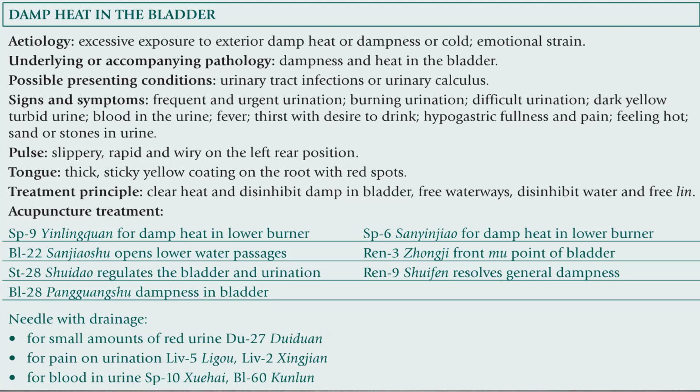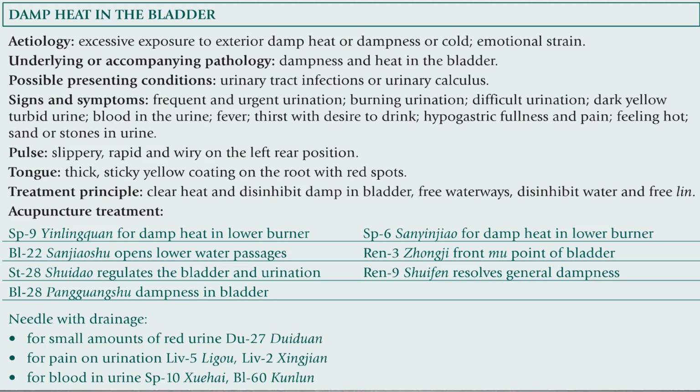Acupuncture treatments: we use Spleen 9 for damp heat in the lower burner. Bladder 22 opens lower water passages. Stomach 28 regulates the bladder and urination. Bladder 28, dampness in the bladder. Spleen 6 for damp heat in the lower burner. Ren 3, front mu point of bladder. Ren 9 resolves general dampness.